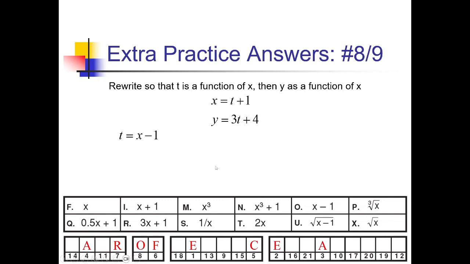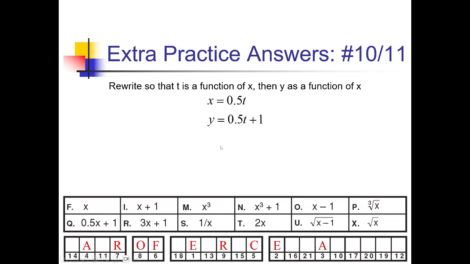Next up, writing y as a function of x, I'm going to replace this t with x minus 1, so 3 parentheses x minus 1 plus 4. Distributing that 3, we have 3x minus 3 plus 4. And then negative 3 and 4 combines to give us a plus 1 there. So 3x plus 1 is R, which we actually did use earlier. This is now going in spot number 9, which is right here. There you go.